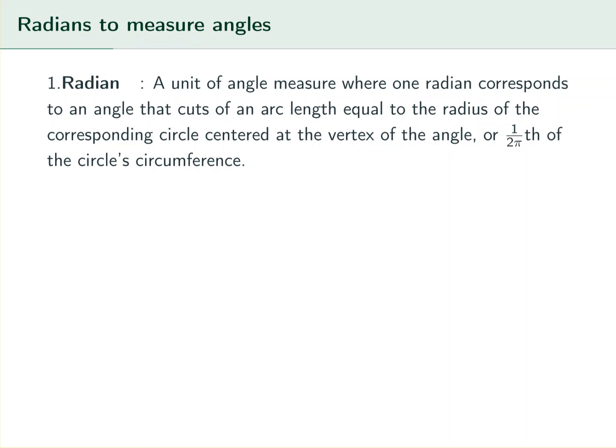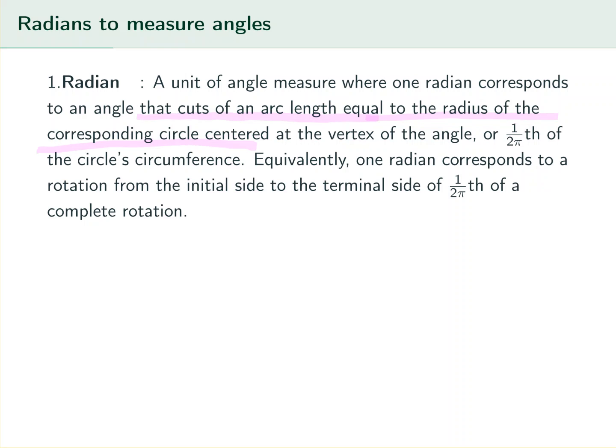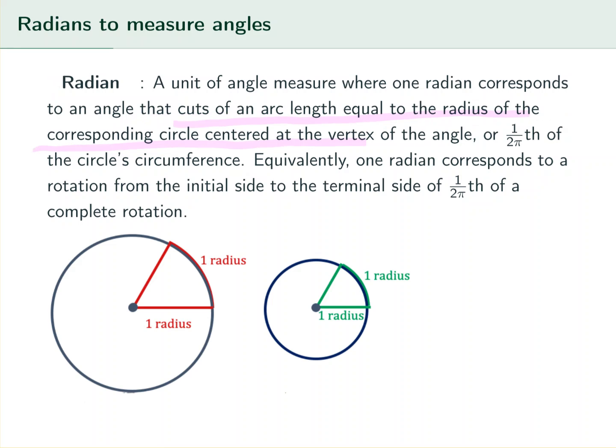A radian is a unit of angle measure where 1 radian corresponds to an angle that cuts off an arc length equal to the radius of the corresponding circle centered at the vertex of the angle, or 1 over 2 pi of a circle's circumference. Equivalently, 1 radian corresponds to a rotation from the initial side to the terminal side of 1 over 2 pi of a complete rotation. So let's look at pictures right here.